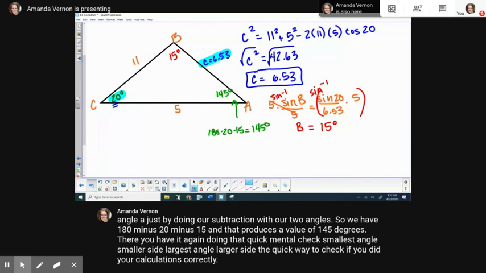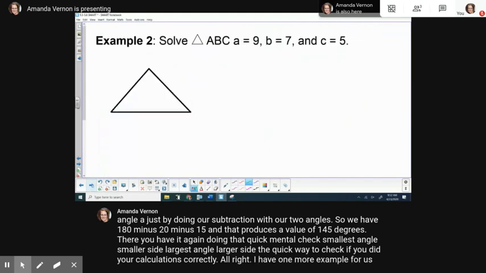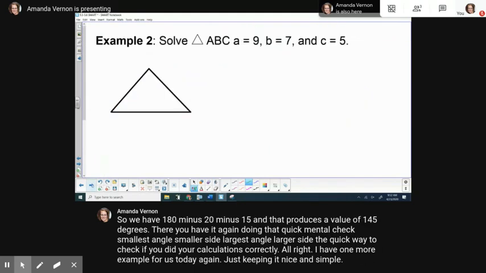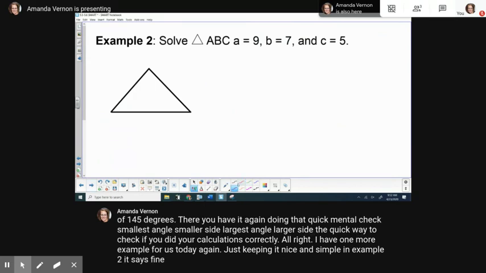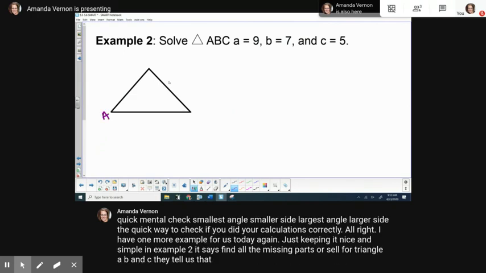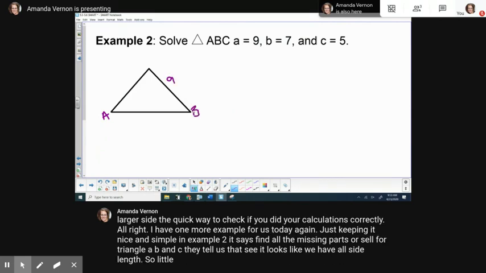All right, I have one more example for us today. Again, just keeping it nice and simple. In example 2, it says, find all the missing parts or solve for triangle ABC. They tell us that, let's see, it looks like we have all side lengths. So little a is 9, little b is 7, and little c is 5.